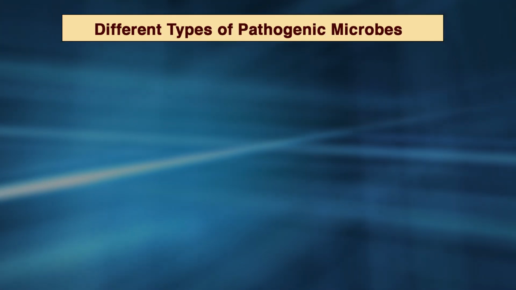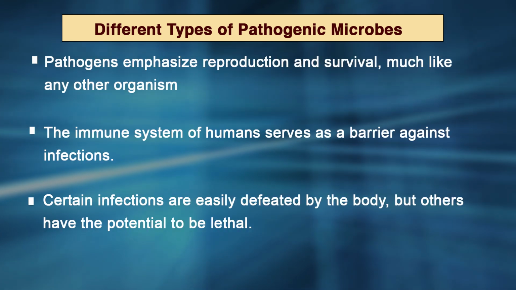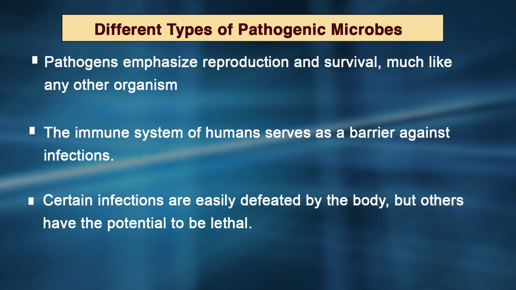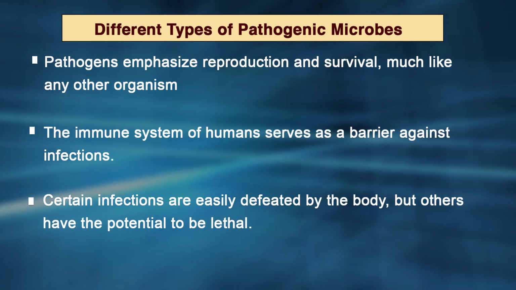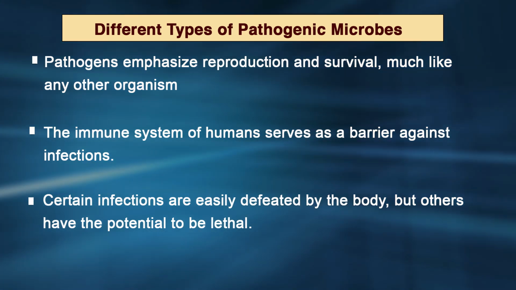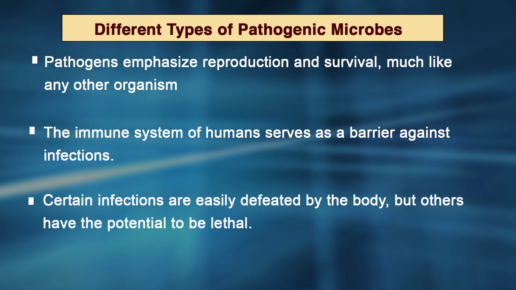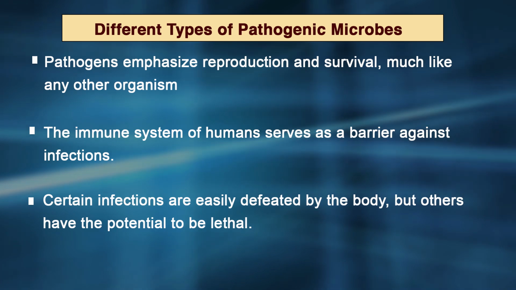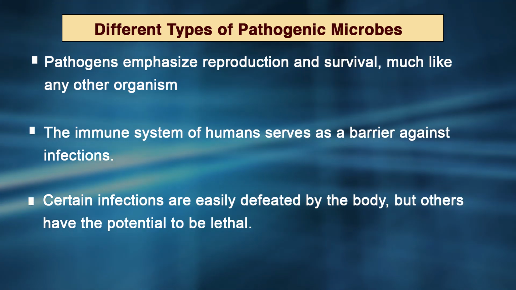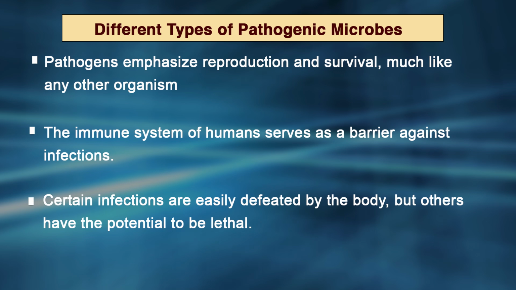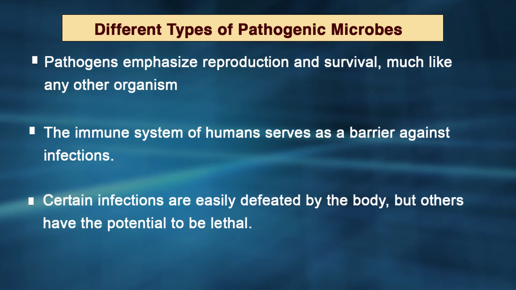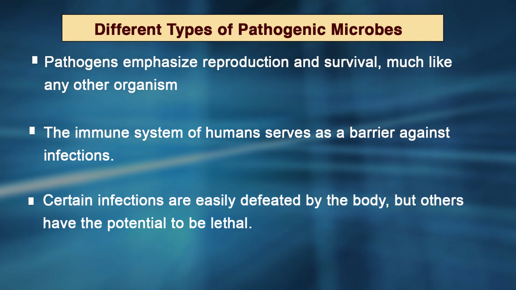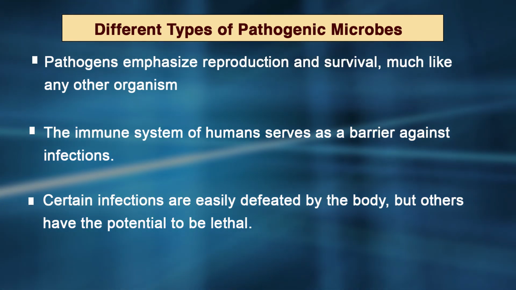There are different types of pathogenic microbes. A pathogen brings disease to its host cell. Another name for a pathogen is an infectious agent, as they cause infection. As with many microorganisms, pathogens prioritize survival and reproduction. The human immune system acts as a defense against pathogens. The body can easily fight off some pathogens, but others are potentially fatal.